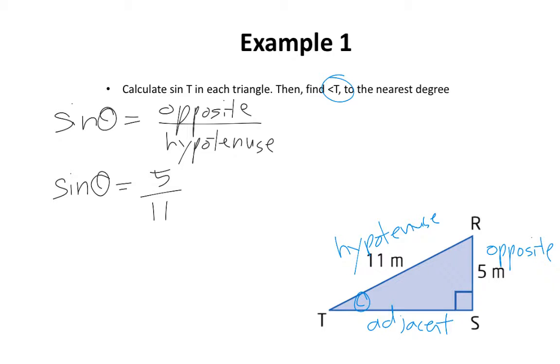Now, we want to isolate the angle. We want to isolate theta. However, it is stuck with this sine. Now, to get rid of it, you have to do the inverse function. Remember, doing the inverse function is not division. It is something entirely different.